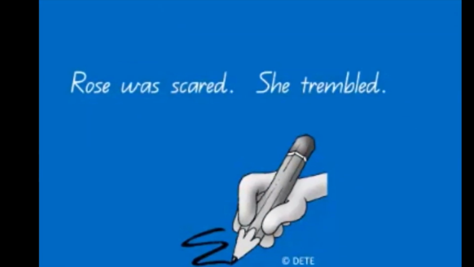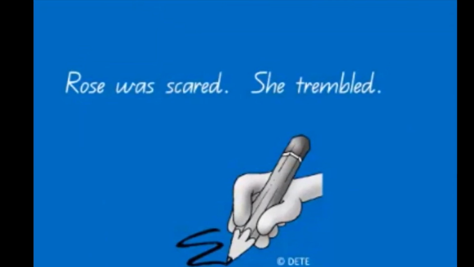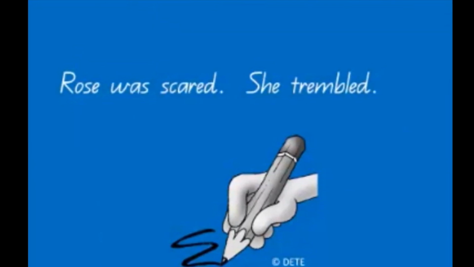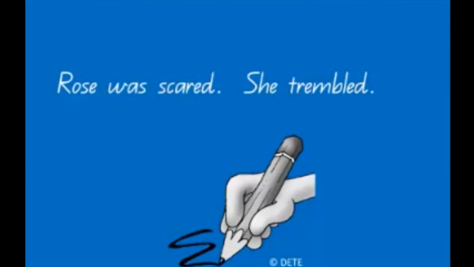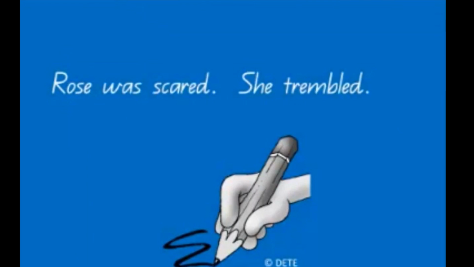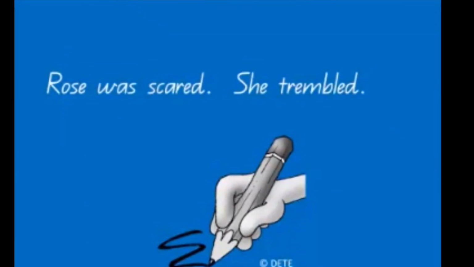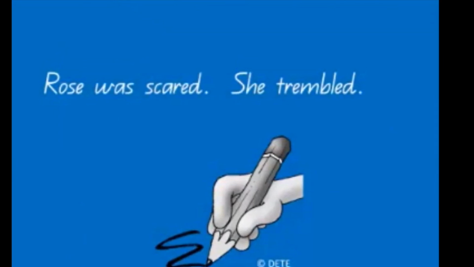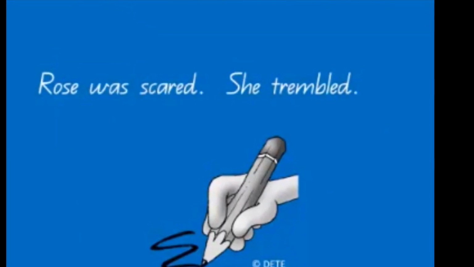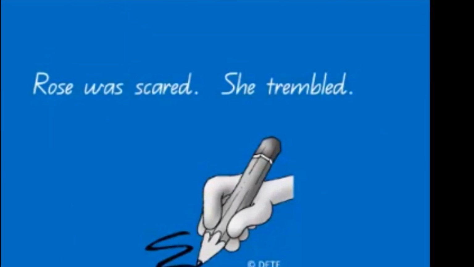Let's look at one more sample. Can you read these sentences? Great job. It says, Rose was scared. She trembled. In the first sentence, Rose is the name of a character. The word Rose is a noun. In the second sentence, she trembled. What word represents a person in this sentence? That's right, the word she represents a person. The word she is a pronoun. The word she is used to replace the word Rose.